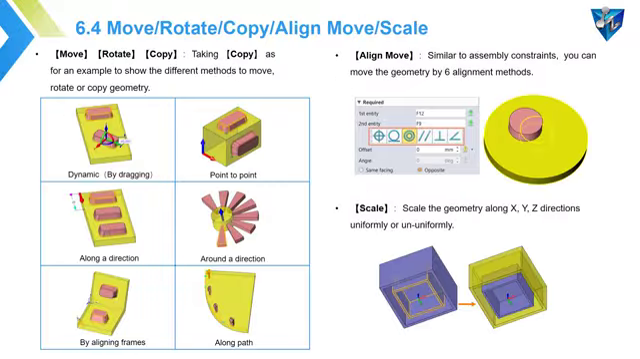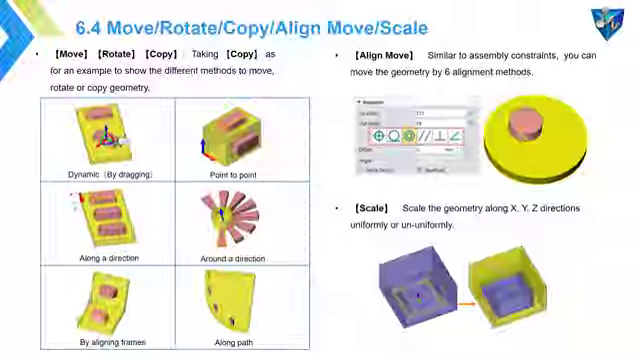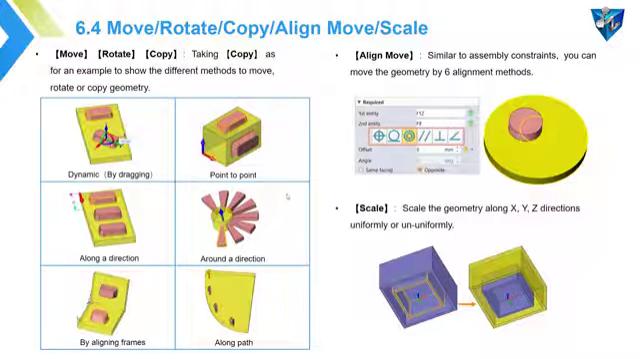On this page, I will show you some transformation tools, such as move, copy, rotate, and scale, which are very basic but important commands. For move, rotate, and copy, actually they always go hand in hand. So we will just take copy as an example to show you the 6 methods to create. They are dynamic, point to point, along a direction, around a direction, by aligning frames, and along a path. And later I will show you directly in the software.